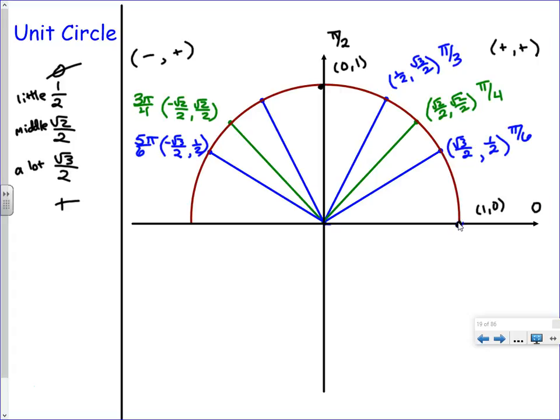Can anyone fill in the angle for me real quick? What's supposed to be here? 2/3. How can you do that visually? 1/3 plus 1/3 is 2/3. If you kept on going, 3/3, that would be at pi, right? And you would steal that point right over there, make the x negative, keep the y positive, and you would go. Okay, I'm not going to keep on going the entire way.